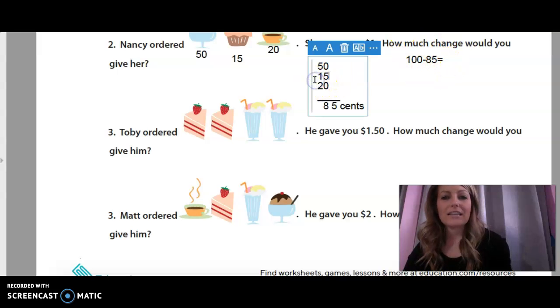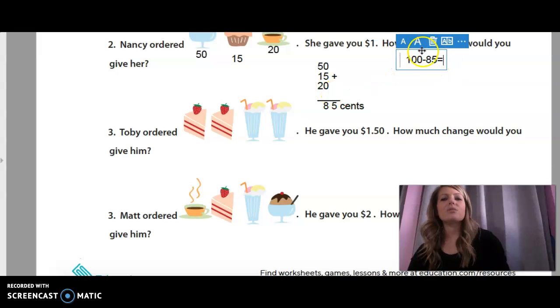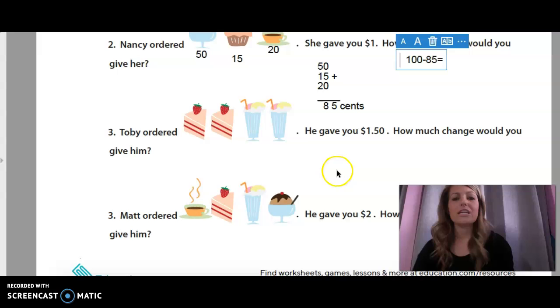When you need to figure out how much change she needs, you're going to have to do some subtraction. So that's where things get tricky. You're going to start with this addition problem to figure out how much money she spent, but then you're going to end with a subtraction problem to figure out how much change she needs back.